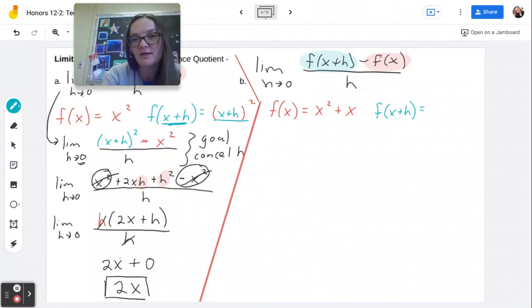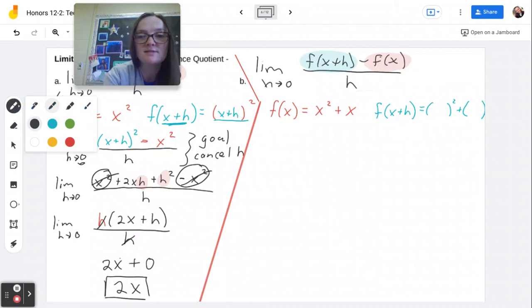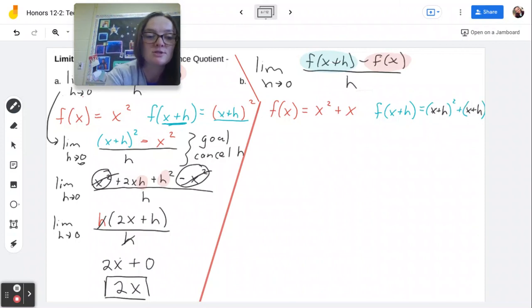Okay, so the first thing that we're going to do here is find the composite function f of x plus h. To do that, we're going to take f of x, and every time we see x, we're going to replace it with parentheses. So instead of saying x squared plus x, I'm going to say parentheses squared plus parentheses. And inside the parentheses, I'm going to put x plus h.